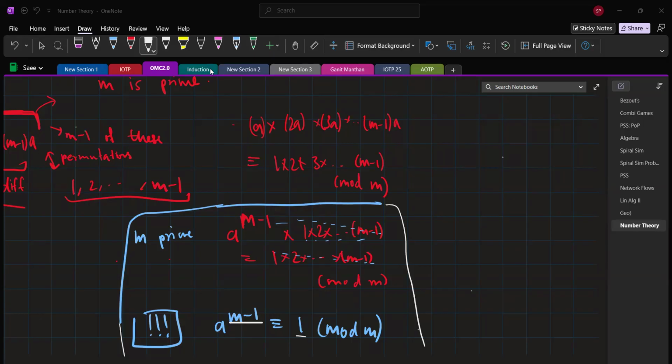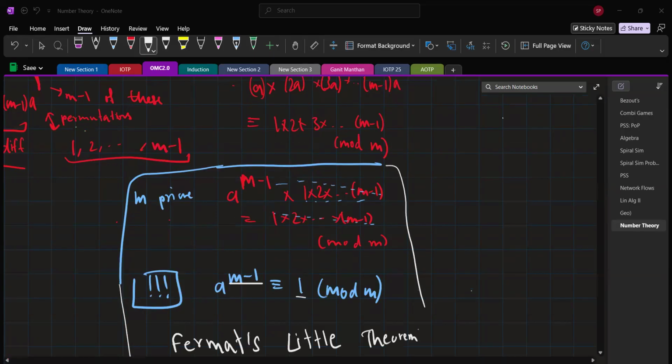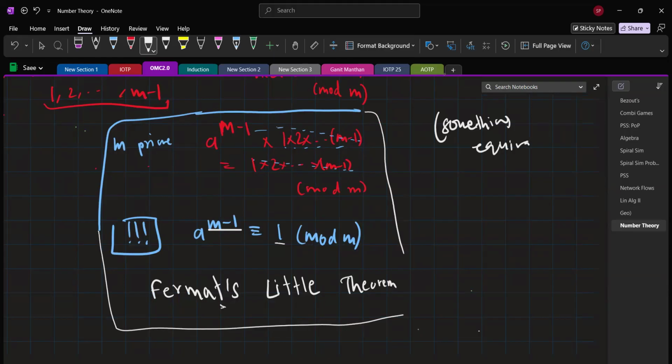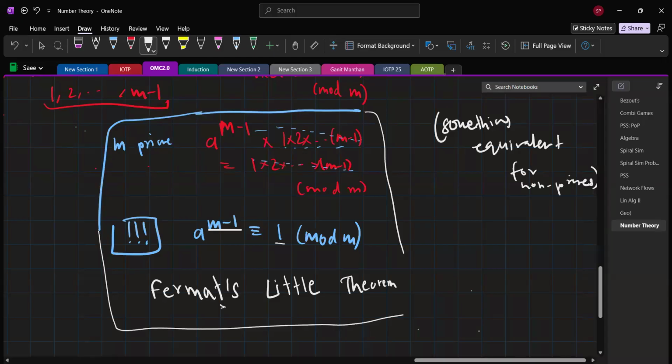So another thing to think about is what could be something equivalent for non-primes. And keep in mind that the only place where we use that m is a prime was this box where we cancel things off. So try to think about that. Maybe it's something for next class.